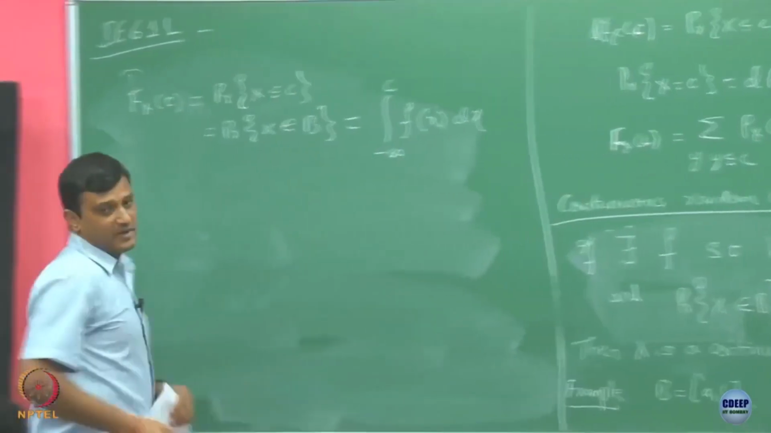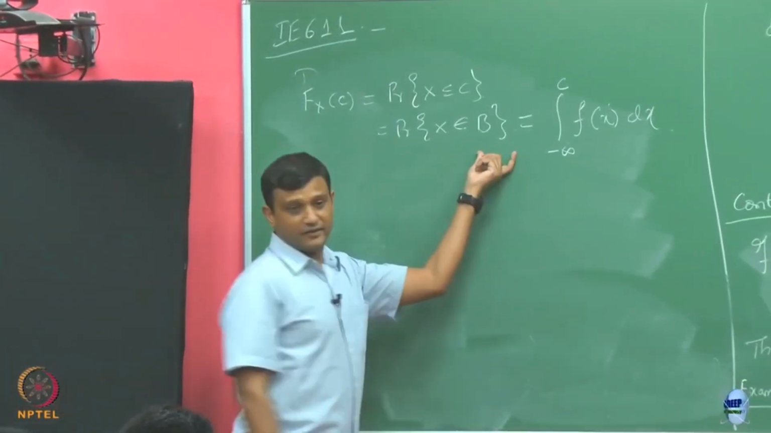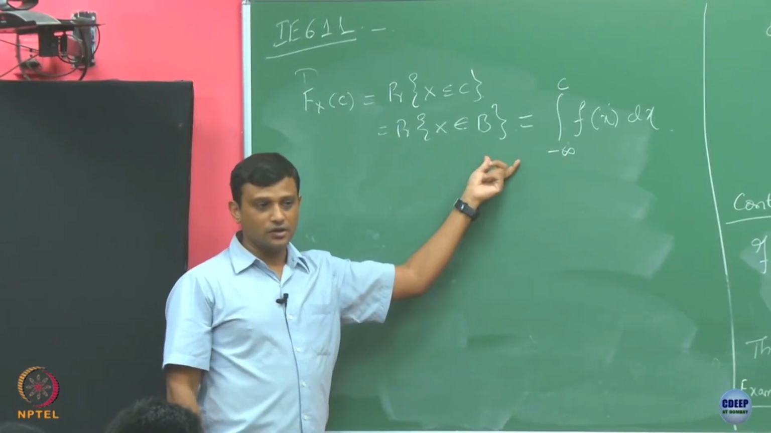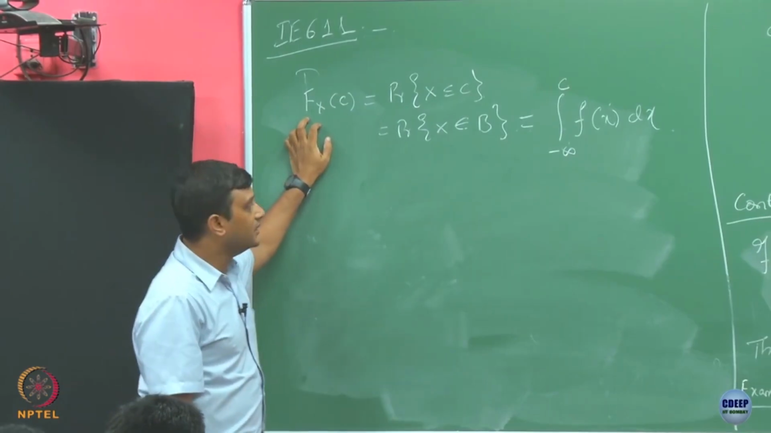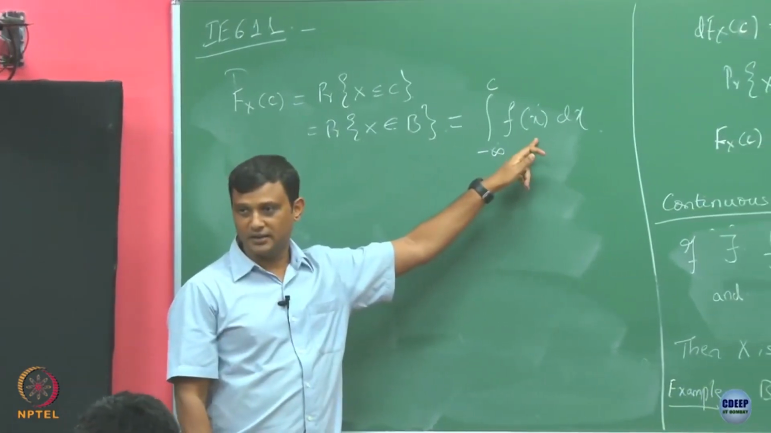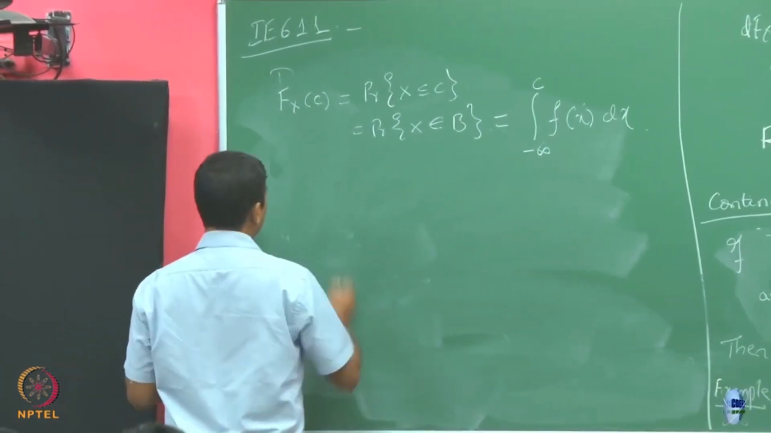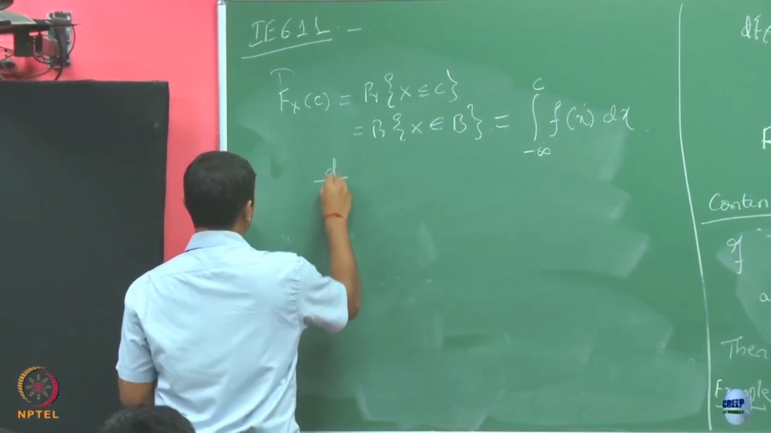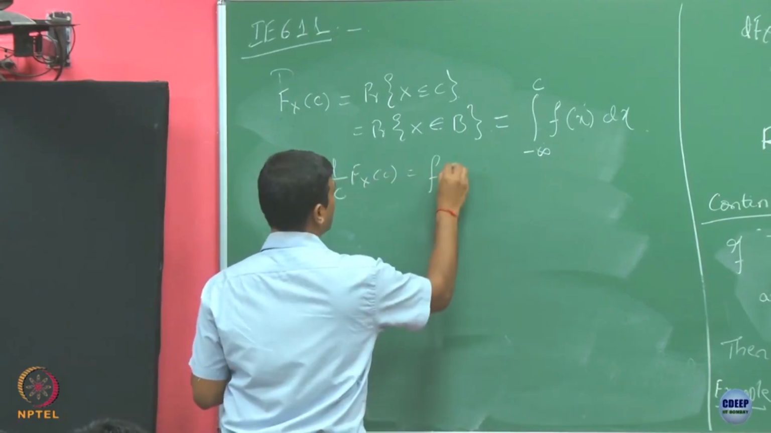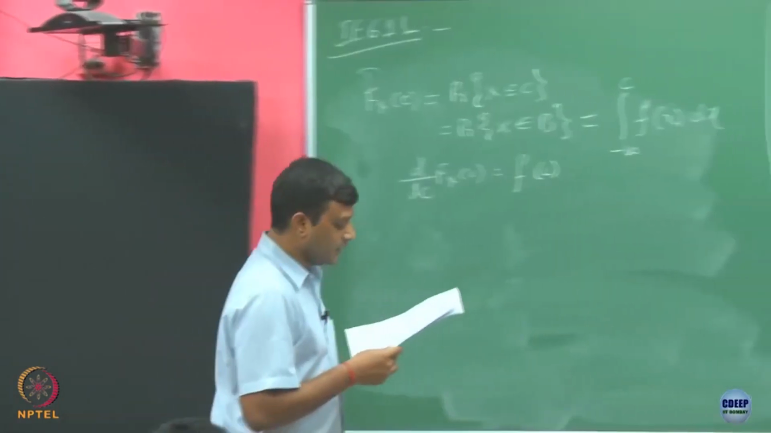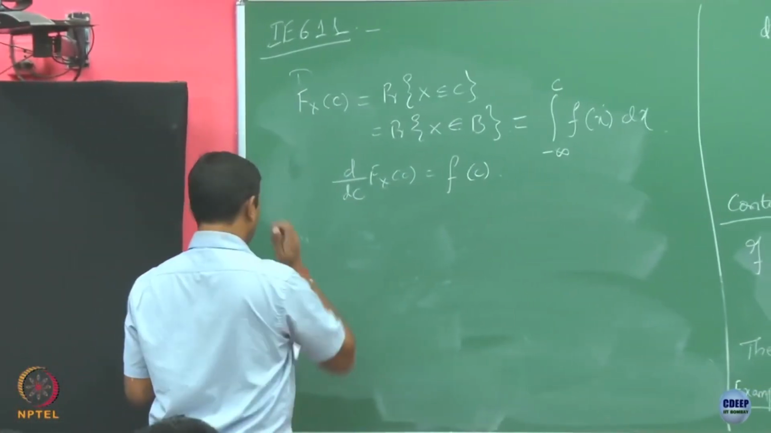Suppose my random variable X is continuous already. So if my random variable is continuous, I know this definition already holds, right? So my CDF is the integral of my PDF. Okay, so we are just going to say that d by dc of F(c) is f(c). Fine, and we just get this by differentiating both sides.